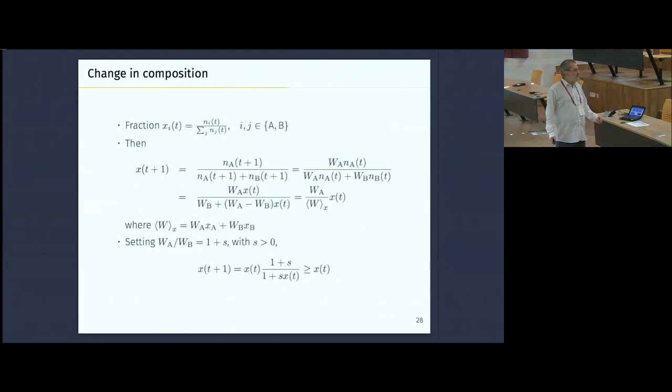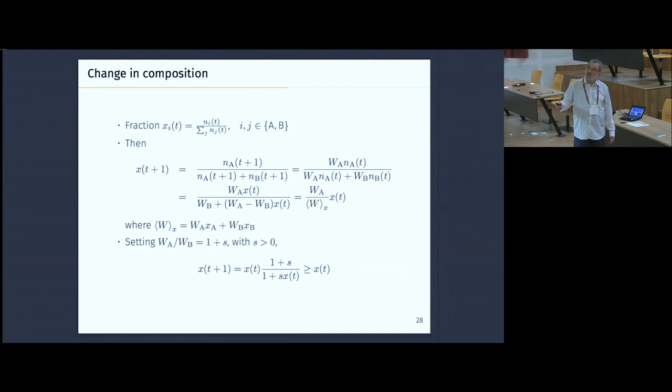So let's look at the change in the composition of a population, that is, in the frequency of the different kinds. The fraction of individuals of type I is defined as the number of individuals of type I divided by the total number of individuals, where I and J are A or B. And then we just plug these definitions into the equation we had before. We evaluate what happens at generation t plus 1.